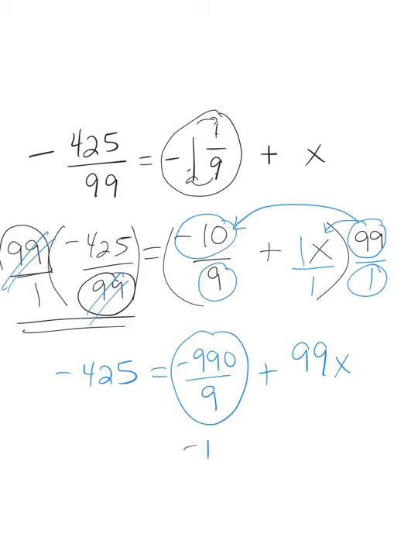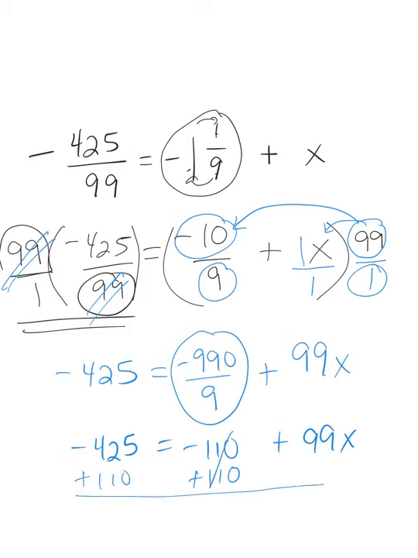Negative 110. So now you have a 2-step equation. What 2 things can you combine? You can do plus 10. That's fine. And then plus on this side. He goes away. This is probably where I messed up. I got negative 315 and 99x. What should I divide by?